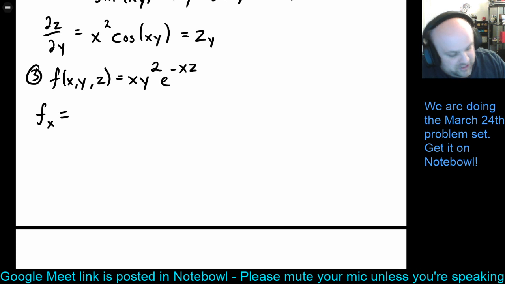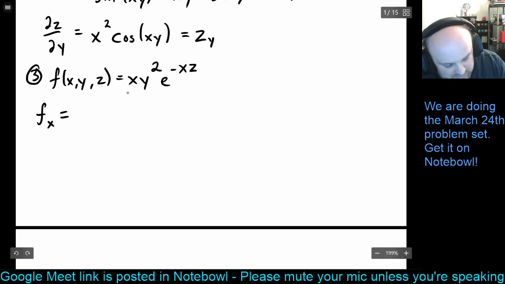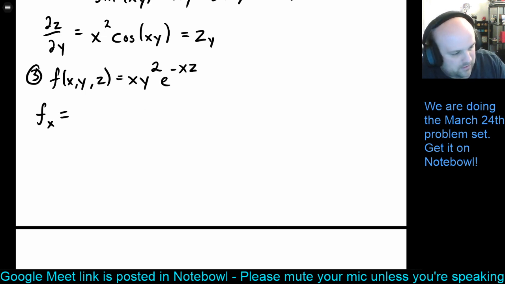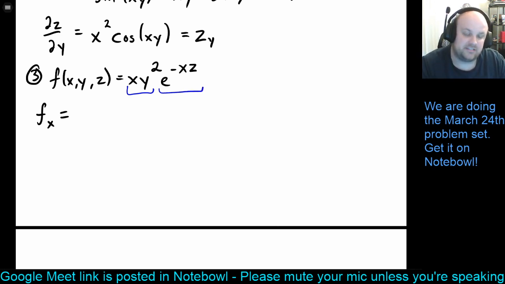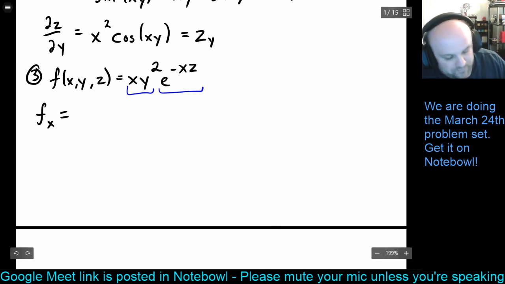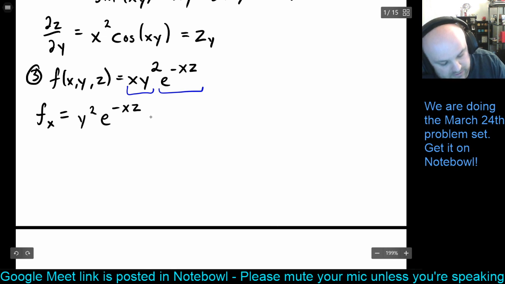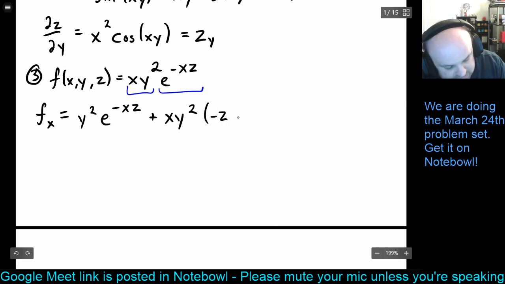So here, when we differentiate this with respect to x, we sort of have 2 parts, and we can group this y squared wherever we want. So perhaps we'll say group it into 2 pieces like this, right? And then we'll do a product rule with these 2. So derivative of the first is y squared times the second plus the first we leave alone times the derivative of the second, which is minus z e to the minus xz.